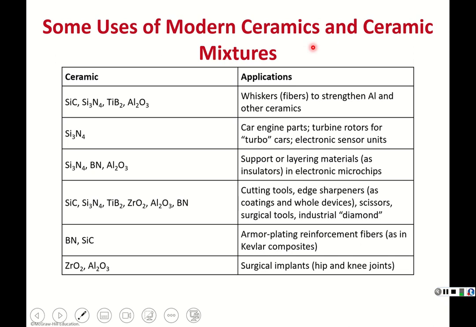We talk about ceramics at the end of this chapter, and here's just a few ceramics listed and what their applications are. Silicon nitride is used in car engine parts, like some things like turbos. A lot of cutting tools have ceramics in them because they're very hard and very durable. Surgical implants, again, have ceramics because they're hard and durable.